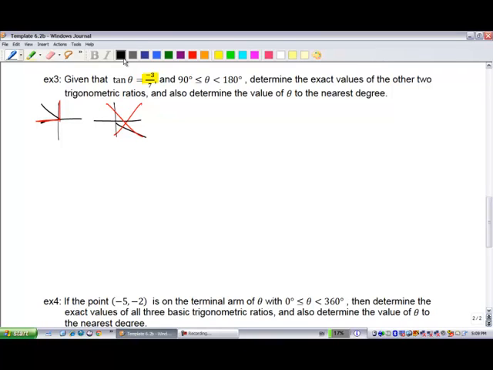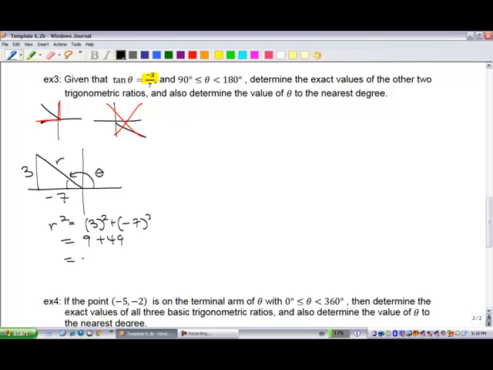Determine the exact value of the other two trigonometric ratios. Well, let's draw this a little bit better. We have a triangle in quadrant 2. There's theta and r. Its negative tangent, opposite, is 3/7, and the negative must be on the left. I can find r using Pythagoras. 3 squared plus negative 7 squared, 9 plus 49, is root 58.